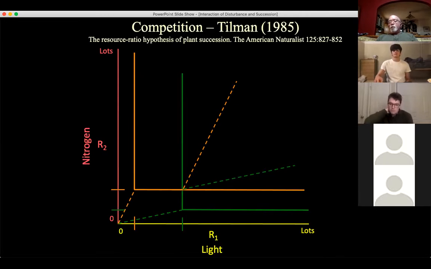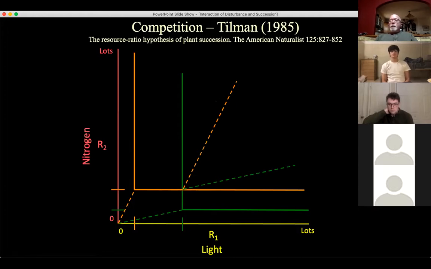So this is different ratios of nitrogen to light. This would represent a lot of nitrogen, a lot of light. This would represent a lot of nitrogen and very little light. This would represent a lot of light and very little nitrogen. Well, you can see if you start over here, the orange species is not going to prevail because it already is not getting enough nitrogen to survive. So the green species will be the one that wins the competitive interaction.